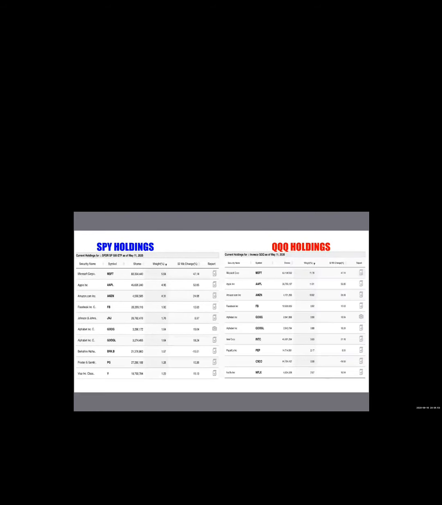So if you look here, you will see that SPY and QQQ have similar holdings. The number one holding is Microsoft. Number two is Apple. Number three, Amazon, Facebook. And then they're a little bit more diversified at the end. They decide to hold some Johnson & Johnson as their fifth, but mostly it's the same.